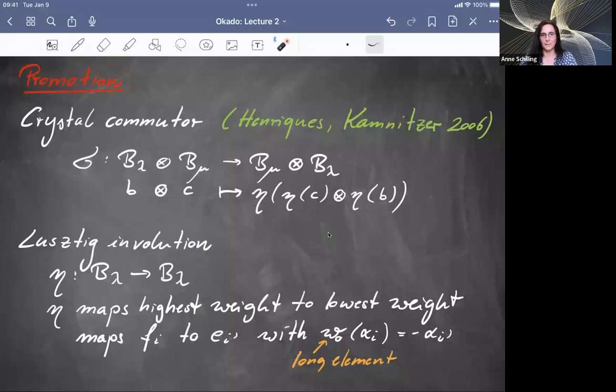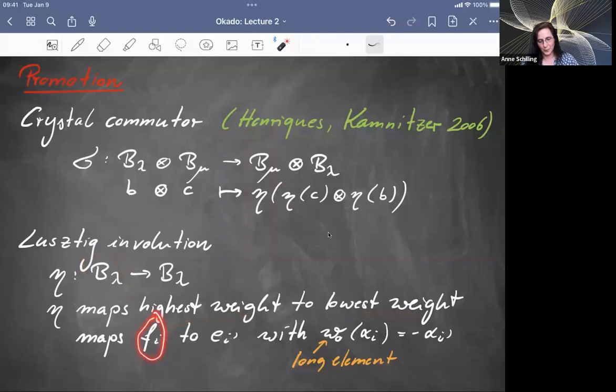This will be done in terms of what is called the crystal commutor by Henriques and Kamnitzer. They introduced this in 2006. And this crystal commutor, which I also call sigma, but it's a capital sigma, will be given in terms of the Lusztig involution. The Lusztig involution on a highest weight crystal of highest weight lambda maps the highest weight to the lowest weight, and it also flips E's and F's.